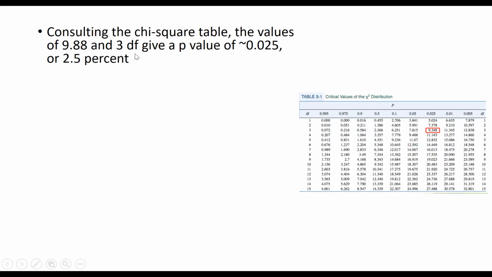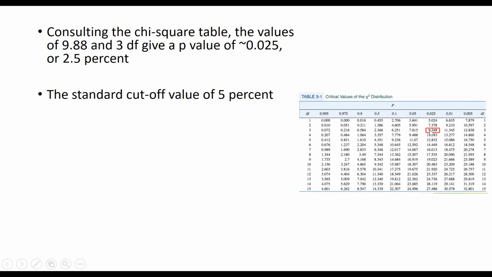So in this case, when you look at 9.88, you go through 3, you're like, okay, yeah, no. But then you see 9.348. But then the next one above it is 11.34, right? So in this case, you would go with the one that is lower, but the closest, never go above this number that you have.